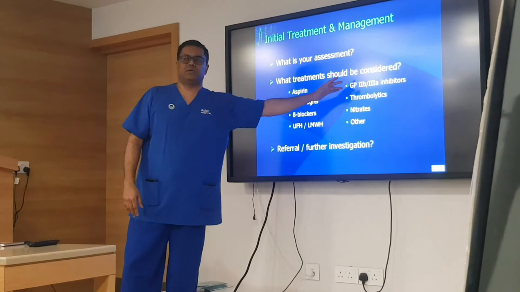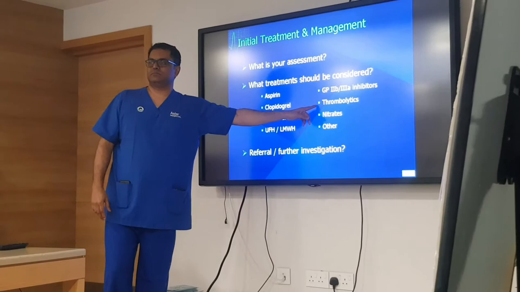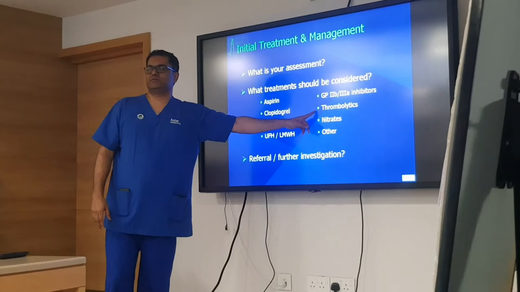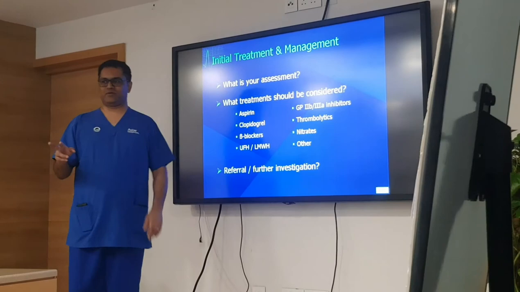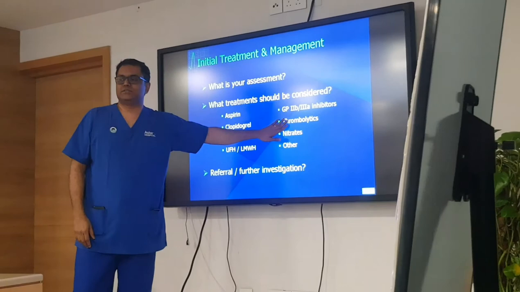Thrombolytics, will you give thrombolysis for this patient? Who will give thrombolysis? Okay, who will not give thrombolysis? You don't know whether to give or not. Don't give them. I remember I told you thrombolysis is for ST elevation. So don't thrombolyze this patient. Again, bleeding risk.